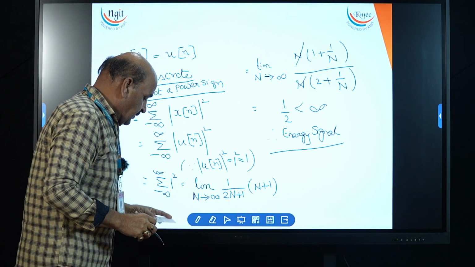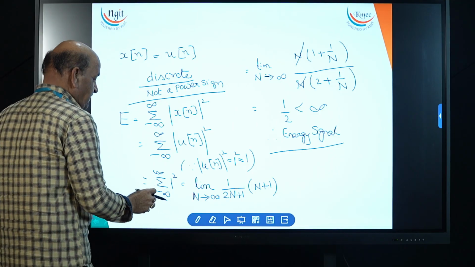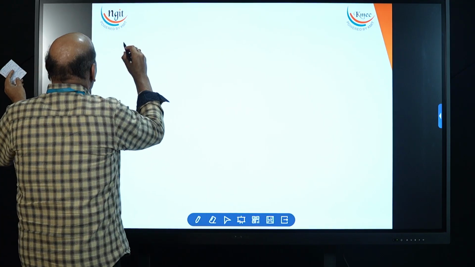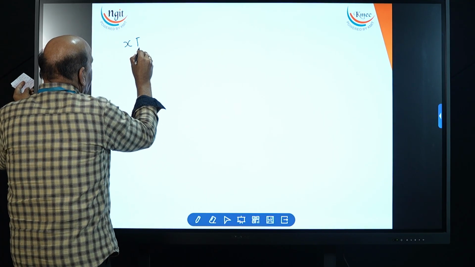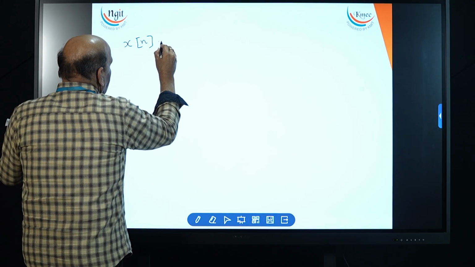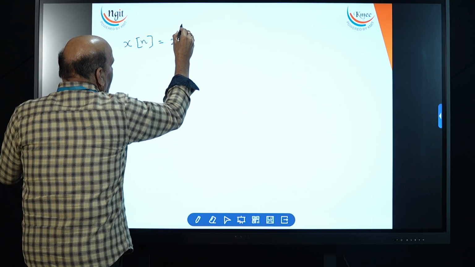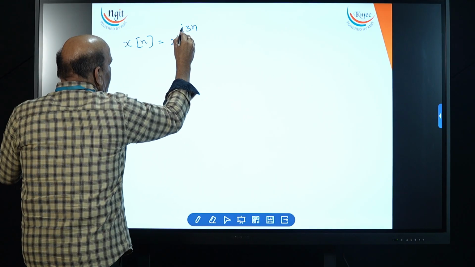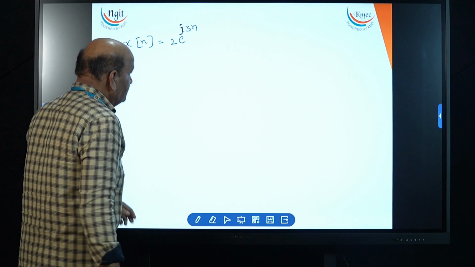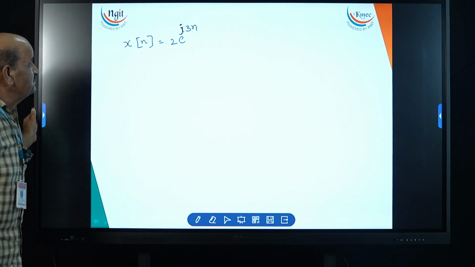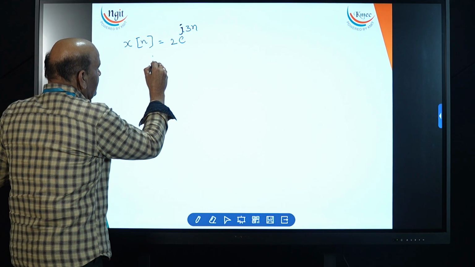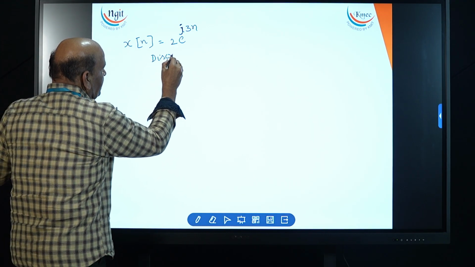Okay. Now, next one, the last one, we are making. The next problem, another discrete signal is given. X of n is equal to 2 times e power j3n. Here I or j; in electronics we write j. Now just look at, this problem is given. Again, it is a discrete signal.